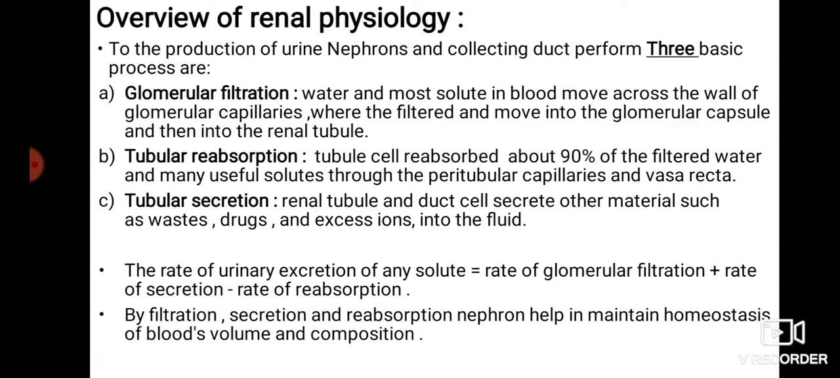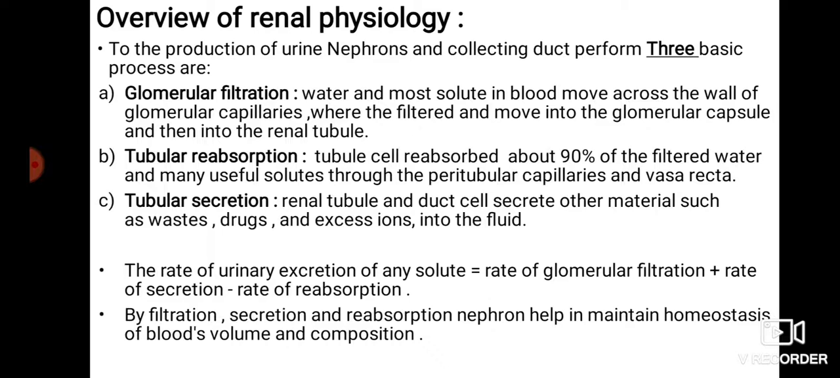In the rate of glomerular filtration, the blood comes across the wall of the glomerulus capillary, and we add the rate of secretion, the ions and waste products that are not used by the body and come back into the tubule, and the rate of reabsorption is subtracted.